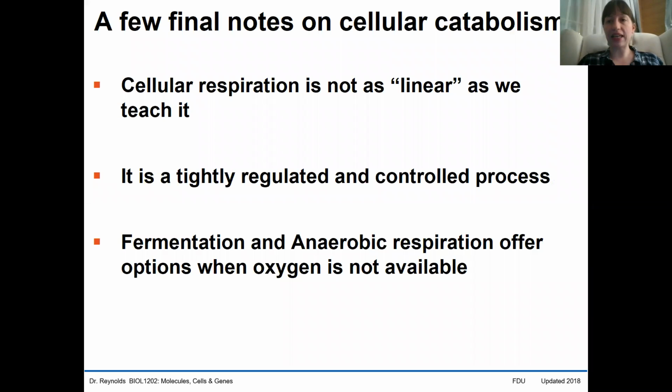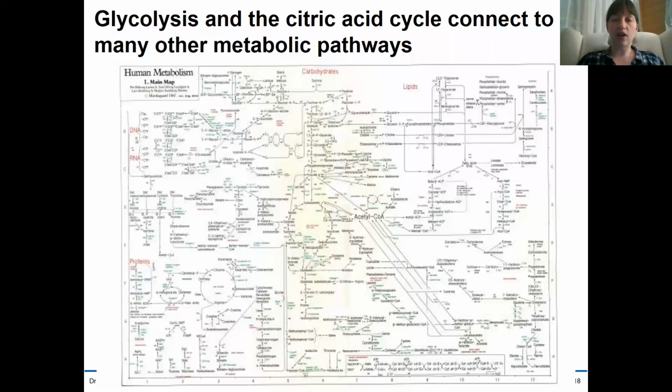We'll actually be beginning Lecture 8 with a discussion of a few final topics for metabolism and catabolism specifically. We've been using cellular respiration as an example for these catabolic reactions, but it's not as linear as we've actually taught it. It's a tightly regulated and controlled process, and it's only one of many possible catabolic reactions that a cell could use. Take a look here at this metabolic map for a human cell.